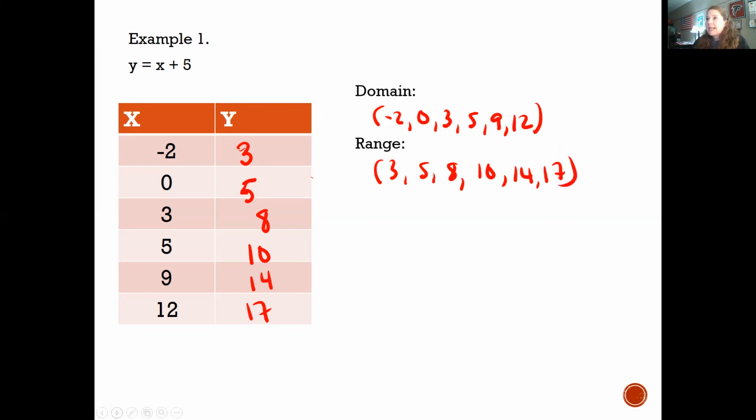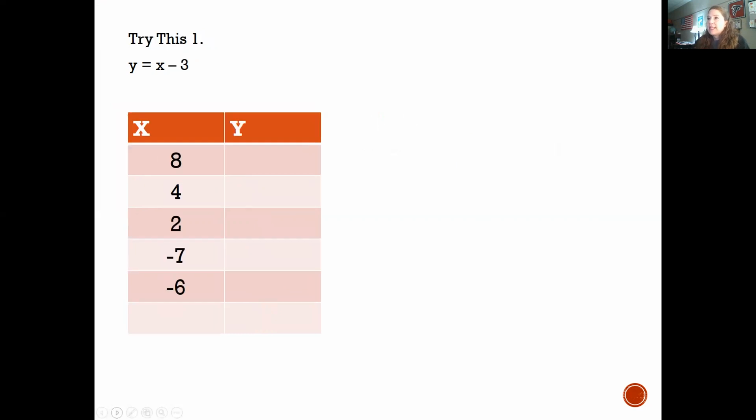All right, what's next? What about this one? 8 minus 3 is 5, 1, -1, -10, and -9. Hopefully you got those. What would be the domain values? 8, 4, 2, -7, -6. And the range values would be 5, 1, -1, -10, and -9.